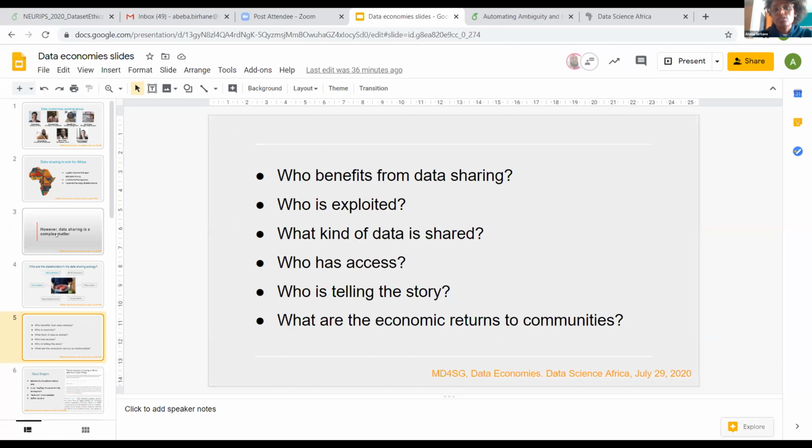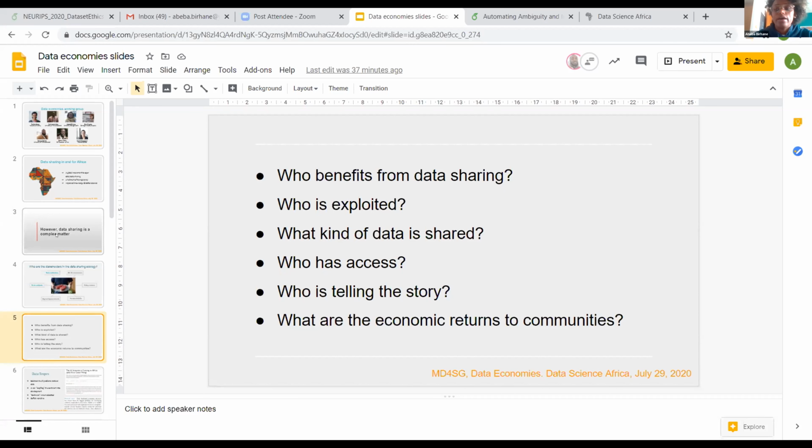In doing that, we take a very humanistic approach. We lean a lot on disciplines and schools of thought from decolonial studies, critical race studies, and feminist studies, those kinds of lenses. So it's not just, is data sharing good? We get at the question of, is data sharing good for whom? Who benefits from data sharing, and who is being exploited by their data being shared? And what kind of data is being shared?